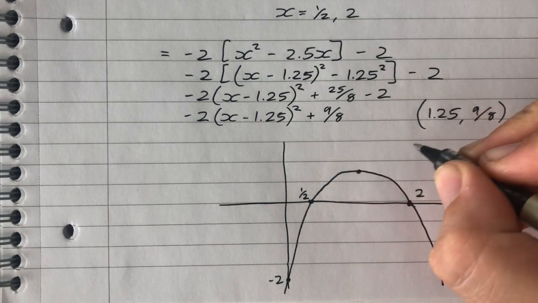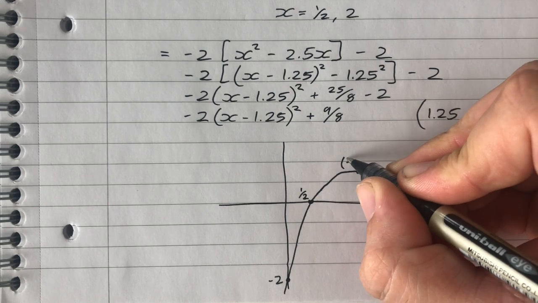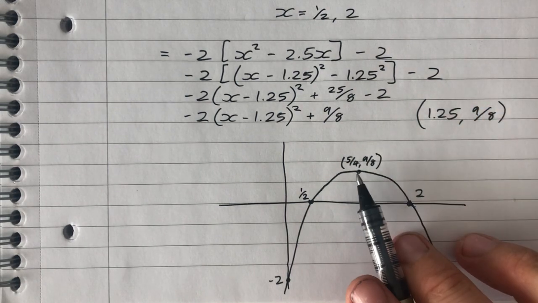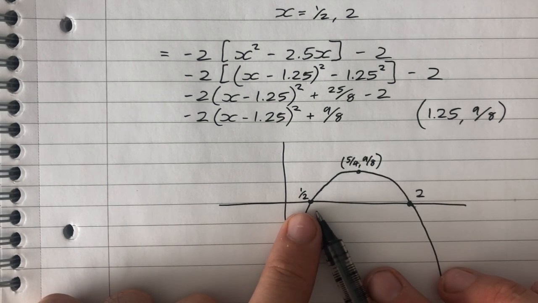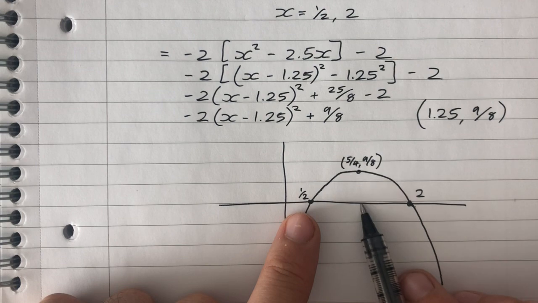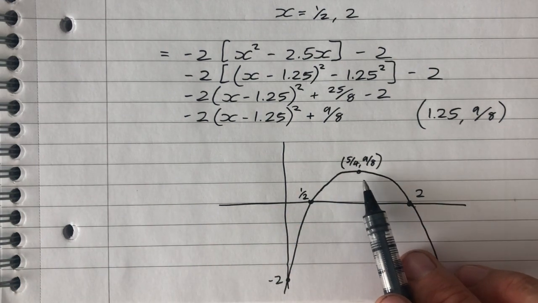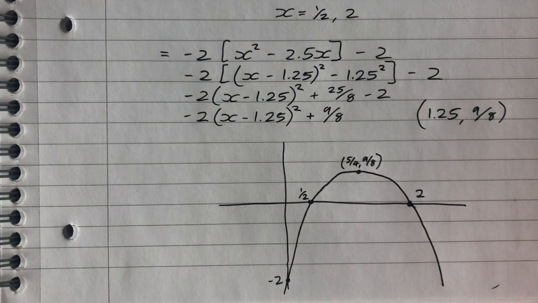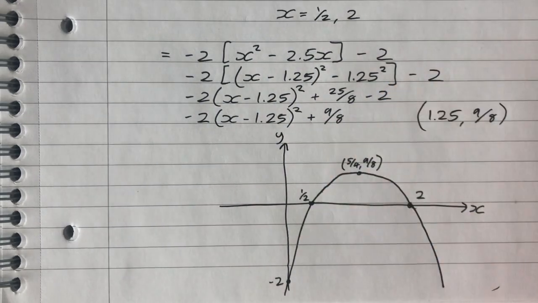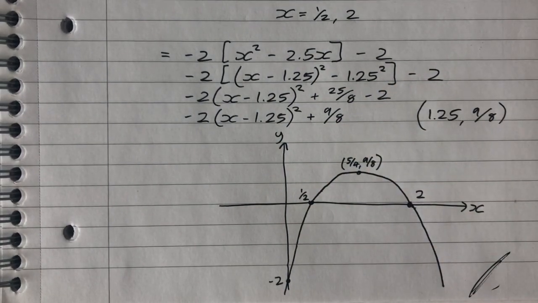My turning point here was 5/4, 9/8, and we can see that 5/4 again is bang in the middle of the 1/2 and the 2. Okay, it's 3/4 above 1/2 and it's 3/4 less than 2, so it's right in the middle. And that's my sketch. And of course, don't forget to label the x and the y axes. So there's my sketch of that quadratic graph.